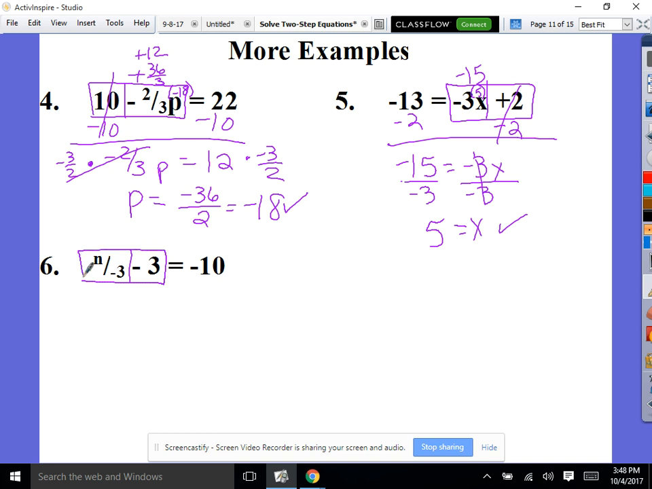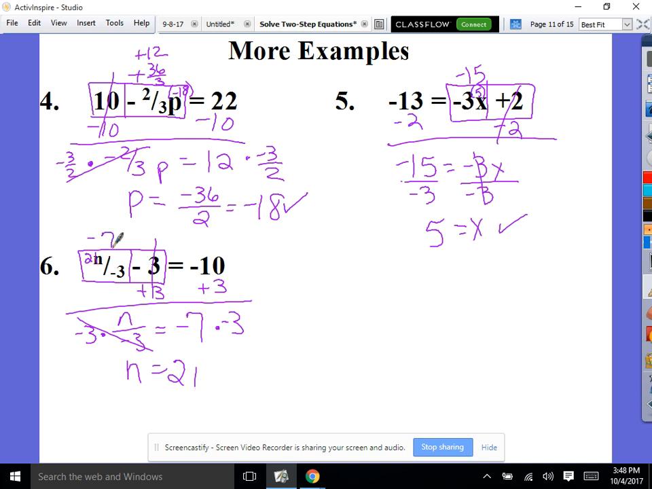Draw the line in front of the sign. Step 1, box in your terms. We're going to add 3. That gives us n over negative 3 equals negative 7. We multiply by the denominator. N equals 21. So, 21 divided by negative 3 is negative 7, minus 3 is negative 10. So make sure you pause the video and write those down.